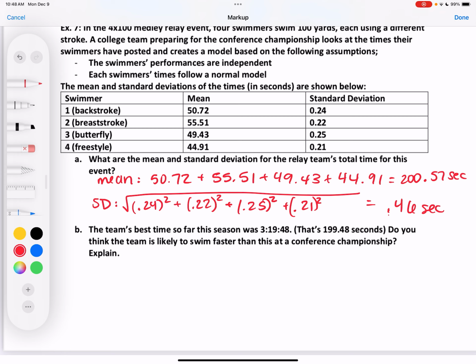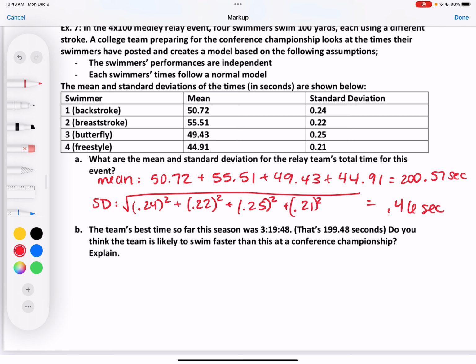Their best average time was 200.57 seconds. So, no. Or, well, their average time. Their best time was 199.48 seconds. Do you think that they will swim faster than their best time? No. So, just statistically speaking, probably not, because if that's the fastest you've done, you're probably not going to get much faster than that.